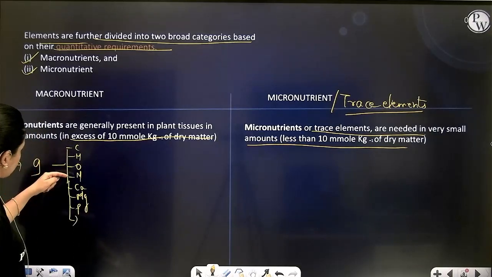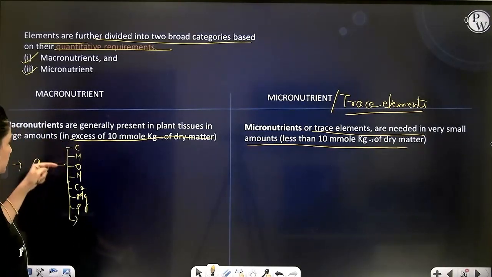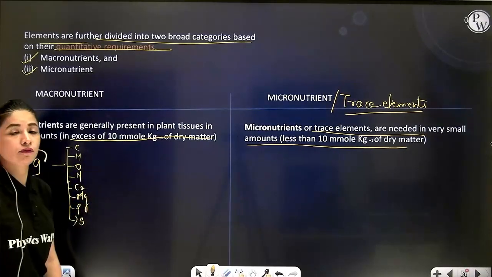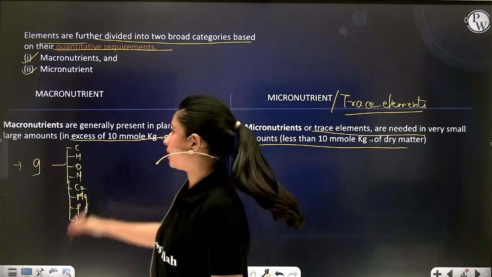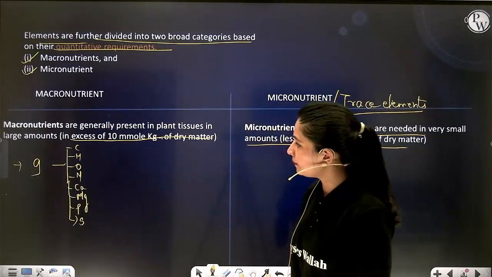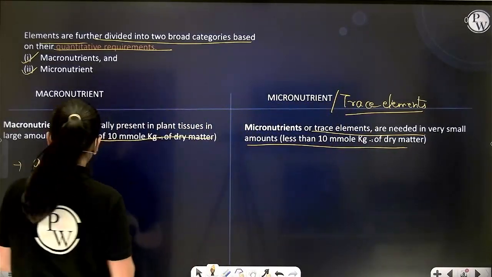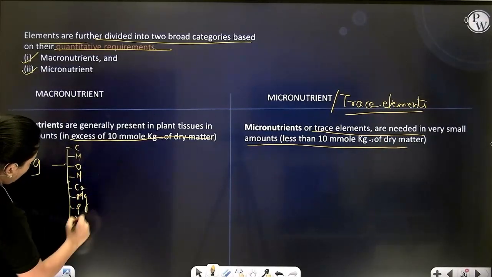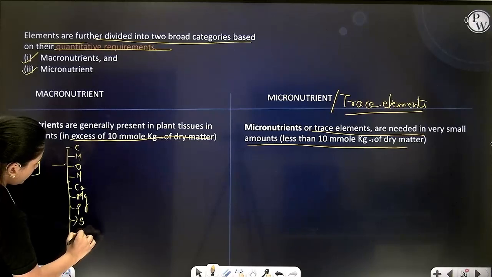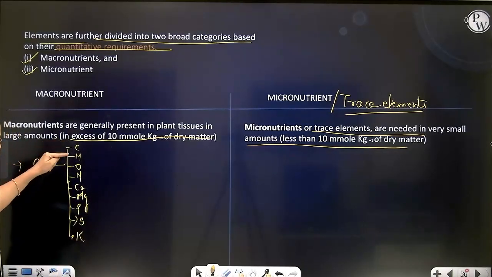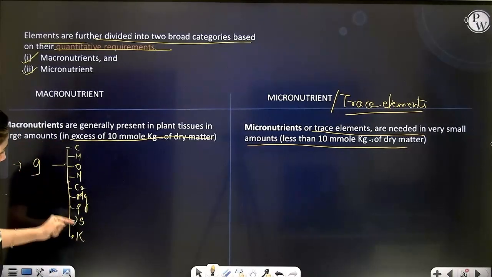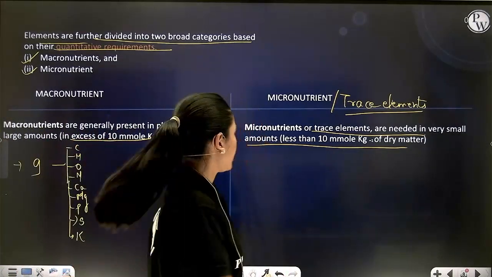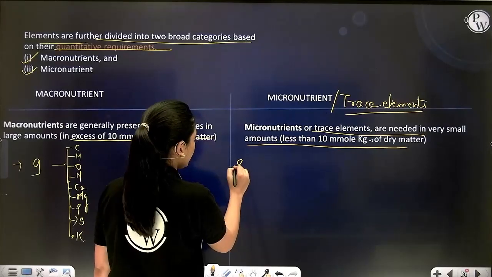Carbon, hydrogen, oxygen, nitrogen, calcium, magnesium, phosphorus and sulfur. Potassium. Yeah, one more you have to add, that is potassium. So 9 are the macronutrients, in all.